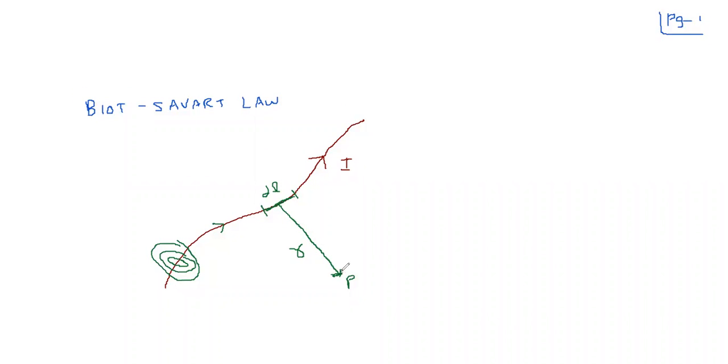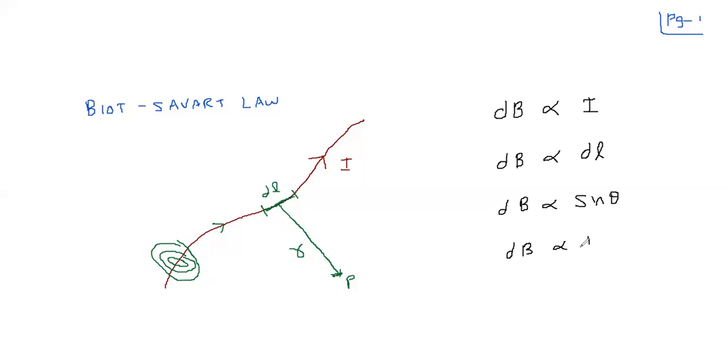The magnetic field at point P depends on 4 factors. dB is the magnetic field at point P. Number 1, dB depends on I. More current, more magnetic field. Number 2, dB depends on dl. More length, more magnetic field. dB depends on sin theta. If theta is 90, more magnetic field. And dB depends on 1 by r square. When r is more, field is less.